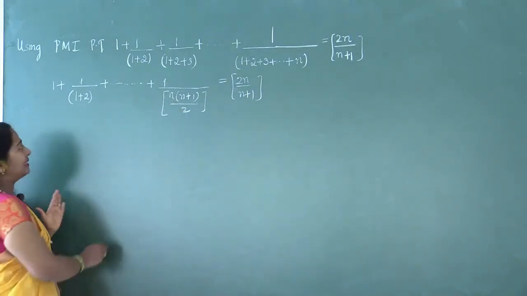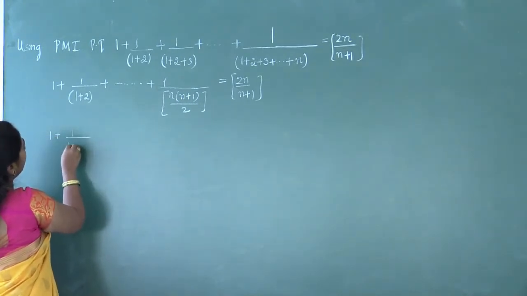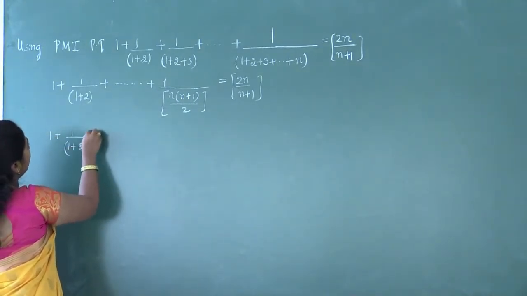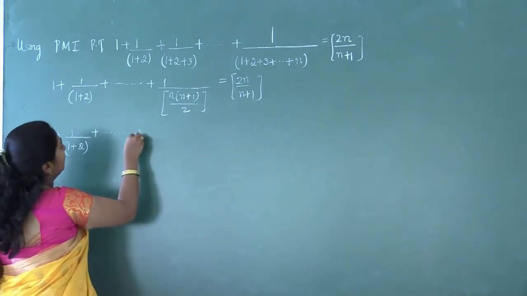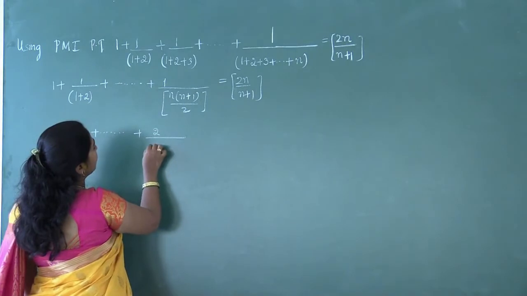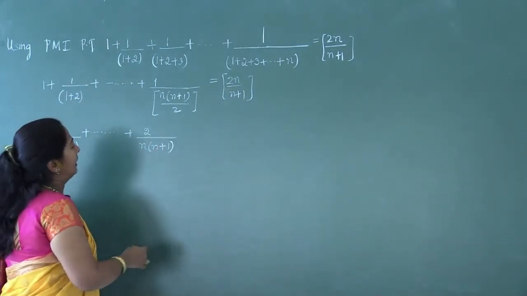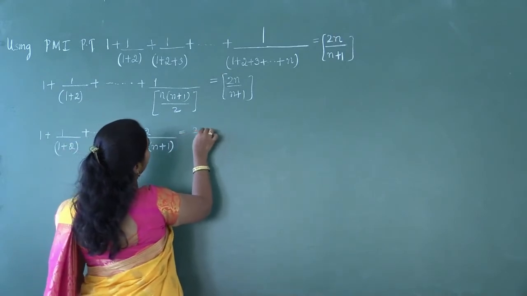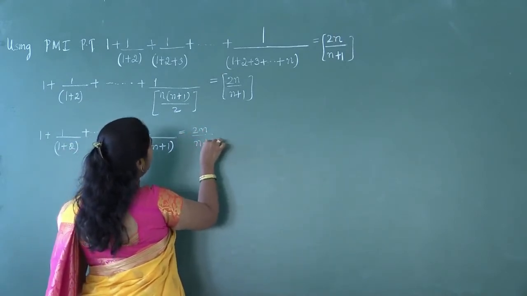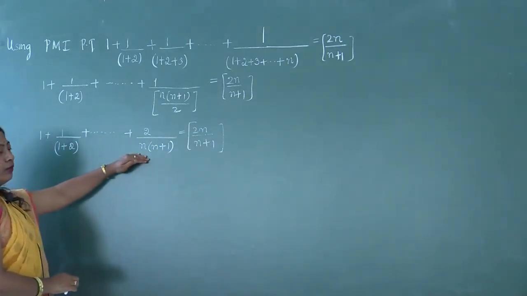So rewriting this step again, what do I write? 1 plus 1 upon 1 plus 2 plus etc. plus, by taking the reciprocal, the last term of the LHS can be written as 2 divided by n into n plus 1, which is equal to 2n divided by n plus 1. So this is the question now.